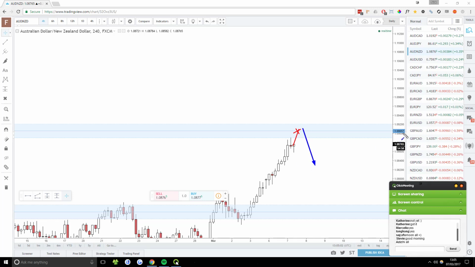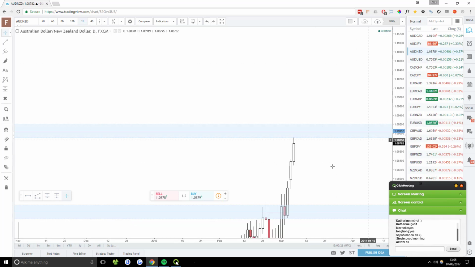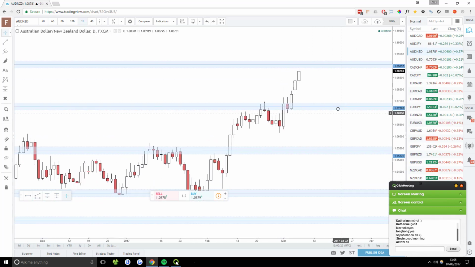This is the 1.0900, let's call it, resistance area for AUD New Zealand. Let's keep a close eye on that. Let's see what happens over the course of the day. We might get a pretty nice looking reversal trade there.